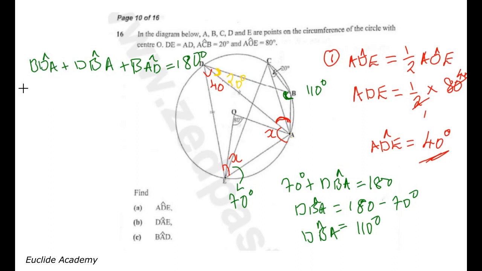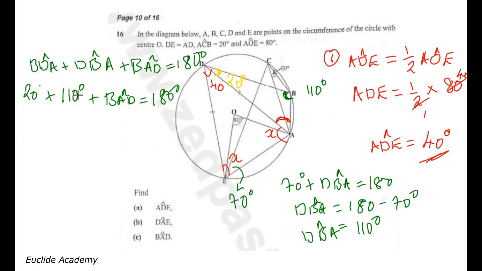So we know BDA is 20 degrees plus angle DBA, we said it's 110 degrees, and then this should give us 180. Sorry, kind of in a hurry there. So we add angle BAD, we should get 180 degrees.